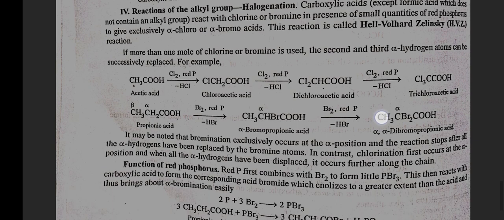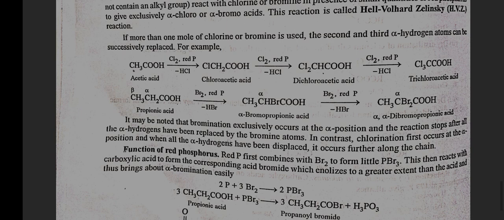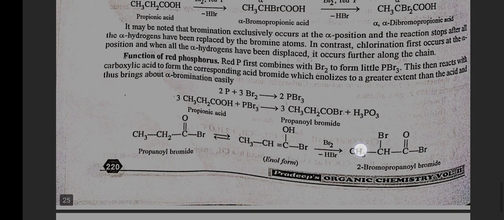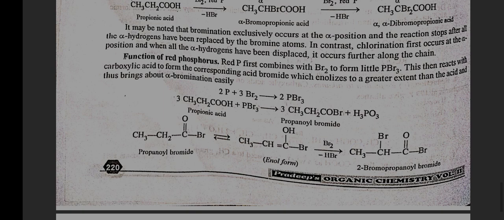If more than 1 mole of chlorine or bromine is used, the second and third alpha hydrogen atoms can be successively replaced. It may be noted that bromination exclusively occurs at the alpha position and the reaction stops after all the alpha hydrogens have been replaced by bromine atoms. In contrast, chlorination first occurs at the alpha position, and when all the alpha hydrogens have been displaced, it occurs further along the chain. Function of red phosphorus.